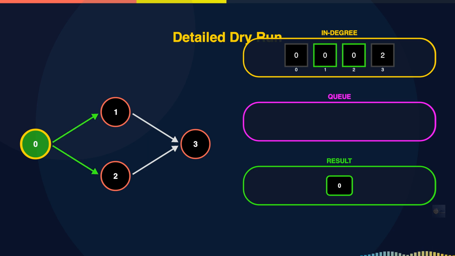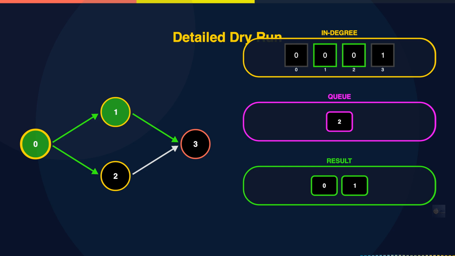We start by adding course 0 to our queue. We take course 0, and add it to our result. Now, we look at the courses that depended on 0, which are 1 and 2. We decrement their in-degrees. Now, both 1 and 2 have an in-degree of 0. They are unlocked. We add 1 and 2 to our queue.